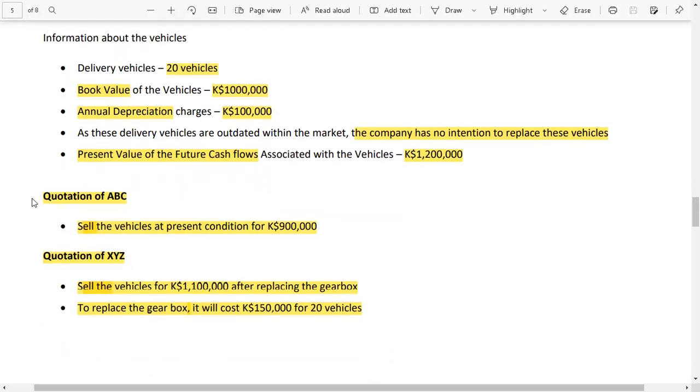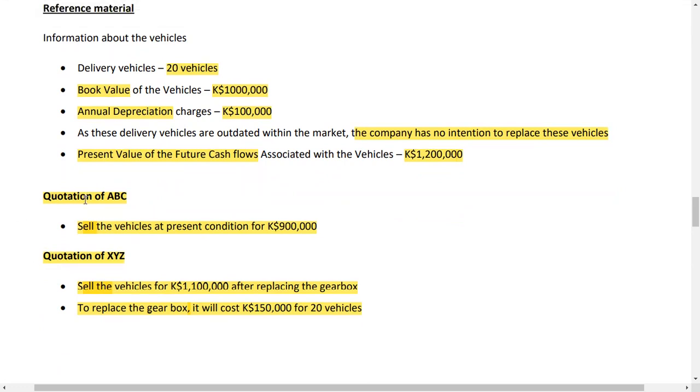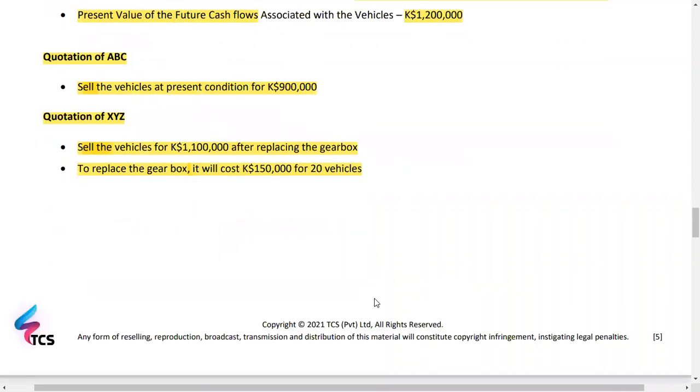Okay, and information pertaining to the quotations made by ABC and XYZ has been provided as well. If we sell it to ABC, we'll be selling the vehicles at the present condition for $900,000, and if we sell it to XYZ, we are selling the vehicles for $1.1 million after replacing the gearbox, and we are going to spend $150,000 to replace gearboxes in 20 vehicles.